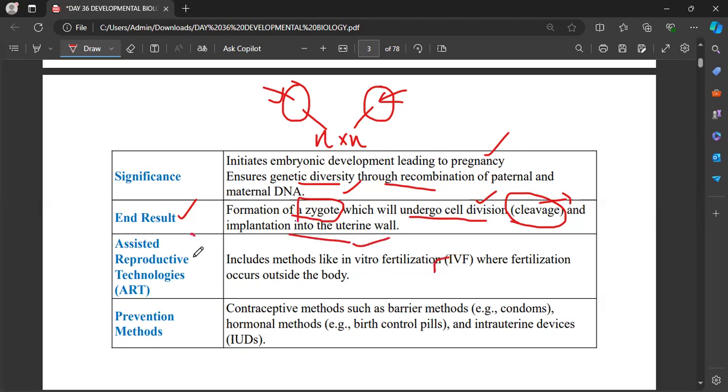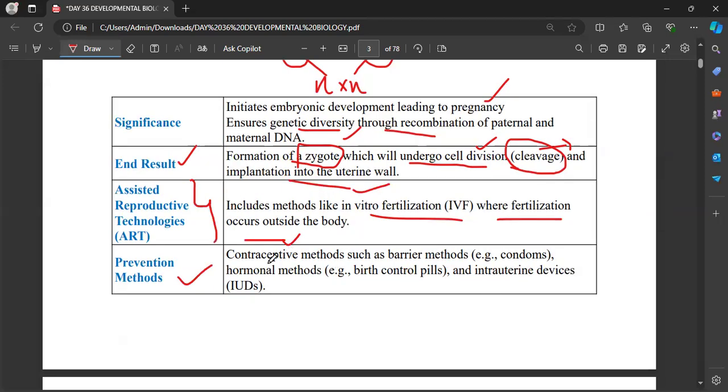Okay. And what are the assisted reproductive technologies? If normal fertilization is not happening, then there are assisted methods, like in vitro fertilization, where fertilization occurs outside the body. Fertilization happens in the laboratory. And what are the measures to avoid pregnancy? Contraceptive methods such as the barrier method using condoms, and hormonal methods, that is birth control pills, and intrauterine devices, IUDs. So these are all the contraceptive methods. It is a birth control process, right?